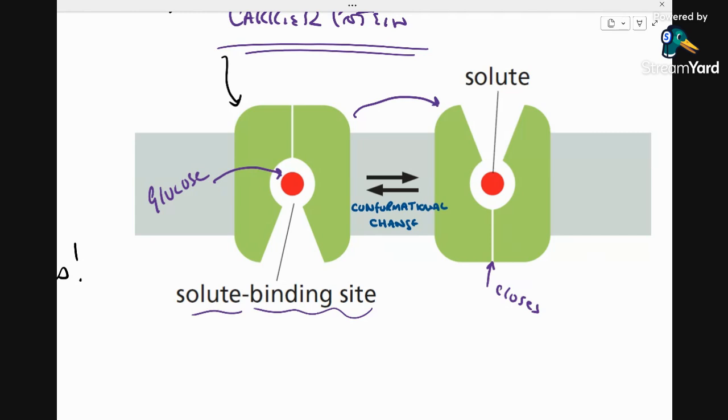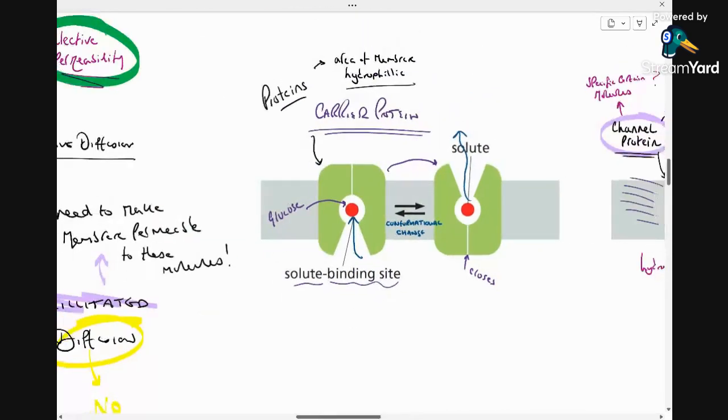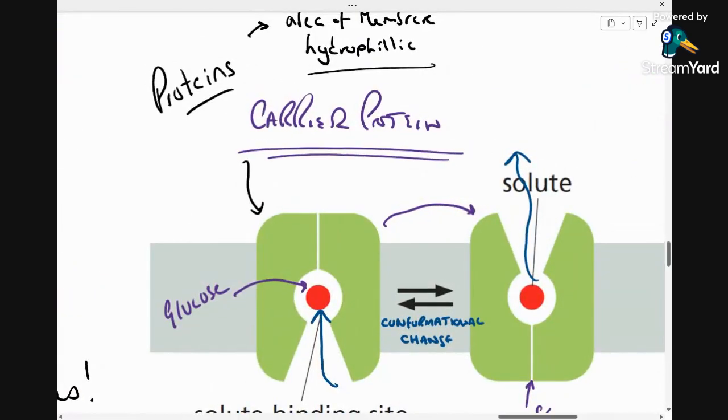And it closes the binding site on one side of the membrane, and it opens up another kind of binding site on the other side of the membrane, or it exposes the solute to the other side of the membrane. That's what I'm trying to say. So hopefully you can see that it's come in from this side, and now it can exit this side.